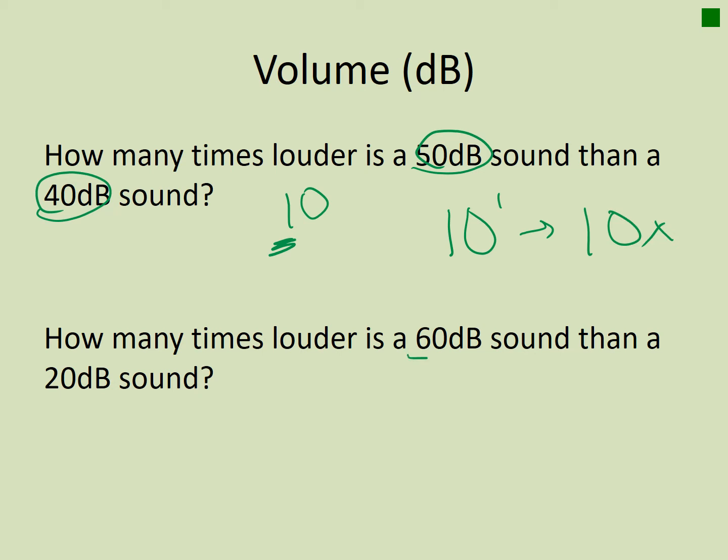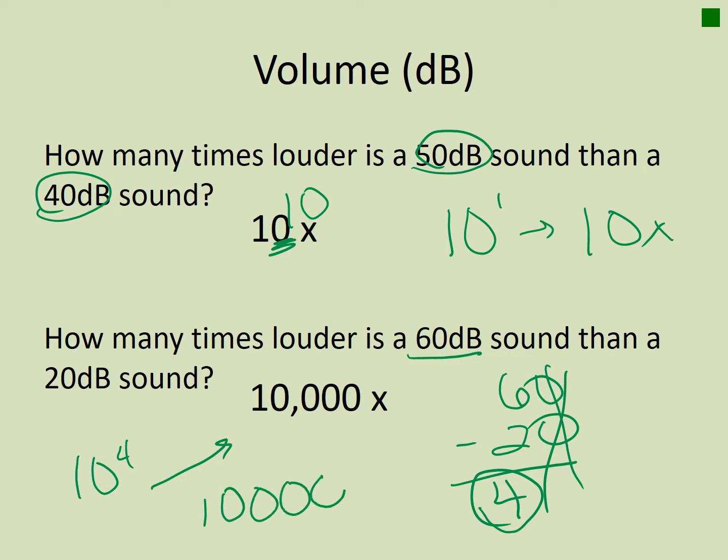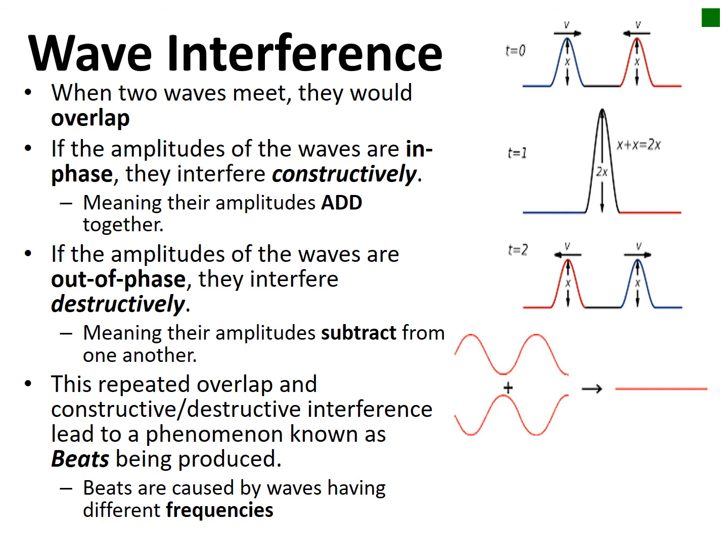How many times louder is 60 decibels? Sorry. How many times is 60 decibels? Well, it is 10,000 times. Let's try to do this math. So it's 60 minus 20. So we get that 40, which remember we don't care about that last thing. So 4 is our exponent. So it's 10 to the fourth, which translates to 1 with 4 zeros. So it's 10,000 times greater.